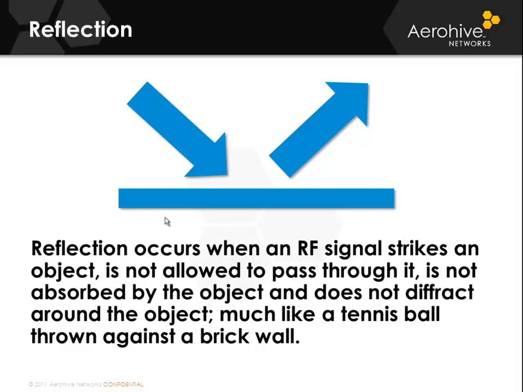Reflection is when a signal strikes an object and is not absorbed by it, nor is it allowed to pass through the object, but rather it bounces off, just like sound bouncing off a wall or light reflecting off of something.